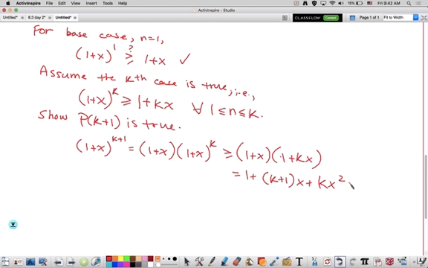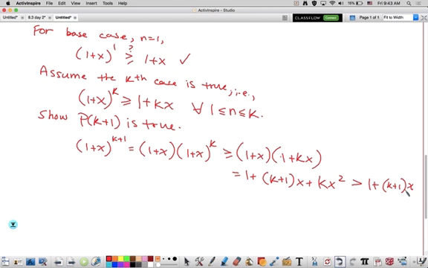All right. x squared is bigger than what? x squared is bigger than 0. You're right, but the important thing is that it's bigger than 0. So isn't this strictly bigger than 1 plus (k plus 1)x? Isn't that true? Yeah, because kx squared, k is greater than or equal to 1, right? x squared is greater than 0. So we can eliminate it. We've shown that this is equal to that, is greater than or equal to that, which is greater than that.